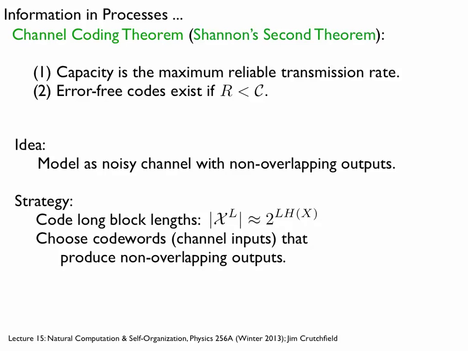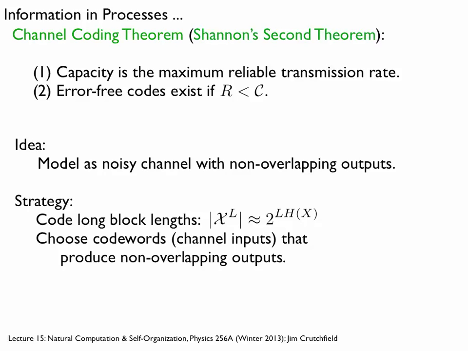So I'll give you a kind of cartoon picture of how it works. You can take, and this is part of the non-constructive part of it, you code using very long block lengths, right? Where I'm looking at concatenated messages of length L, and then those, of course, will grow at this rate, so to the length of these blocks times the entropy. And then you try to choose code words for these long message words that produce non-overlapping outputs.